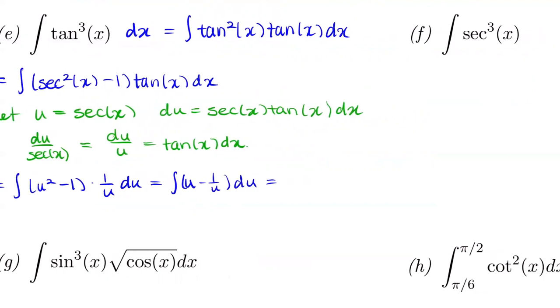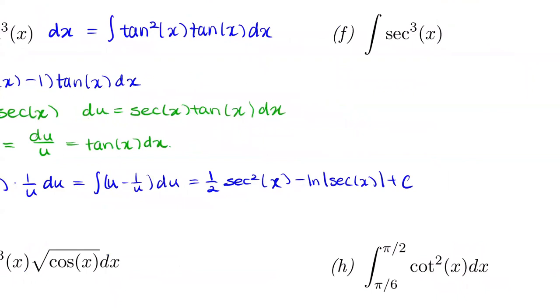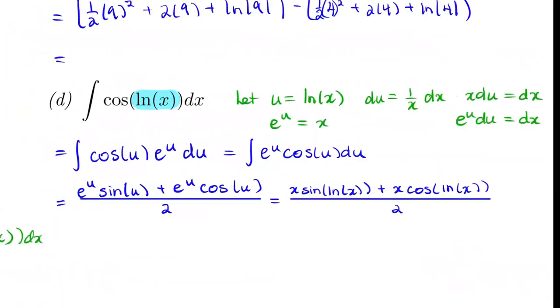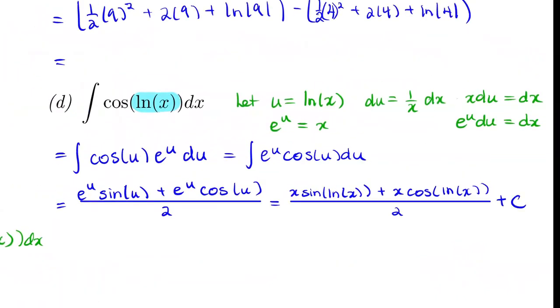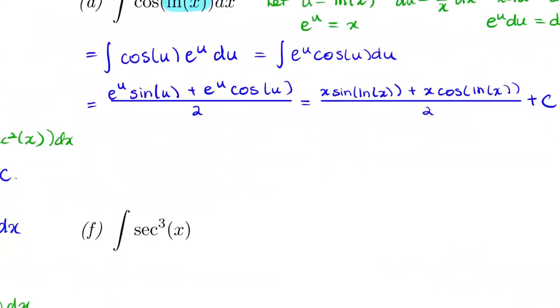So if I integrate and undo the substitution, I should just get a half secant squared of x minus ln of secant of x plus c. So this one should actually be an x. I'm also missing something over here. I'm missing the plus c here as well. Don't forget the constant.